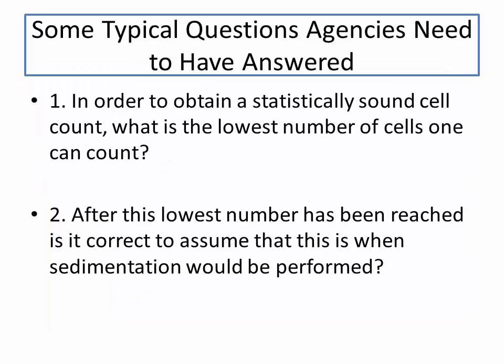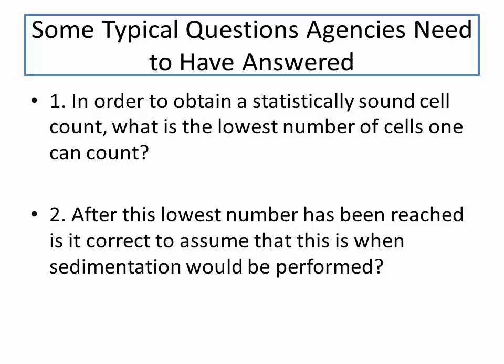But some typical questions agencies do need to answer, which I can help give you. In order to obtain a statistically sound cell count, what is the lowest number of cells one can count? If I have a sample and I count 1,000 cells, is that enough? 100 cells? 10 cells? Will I get a representative, statistically significant number?